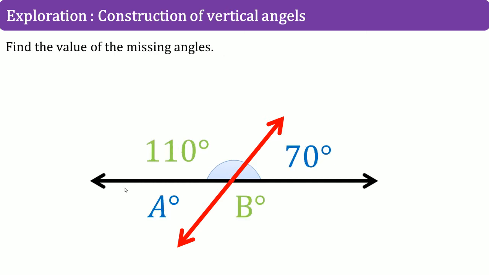So let's find the values of the missing angle. If this side originally was 70 and the left hand side is 110, we know that has to be true because of linear pair. The bottom left hand side is going to be 70 because these two are reflections of each other, and if this is 70, the right hand side has to be 110 because they're linear pairs.